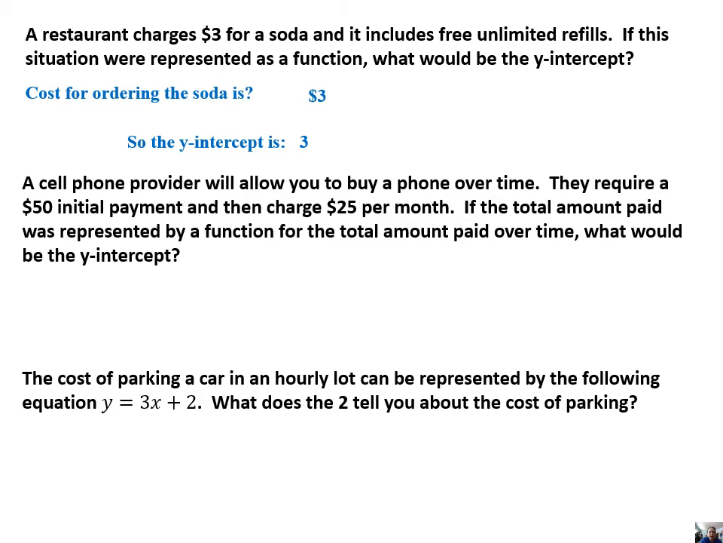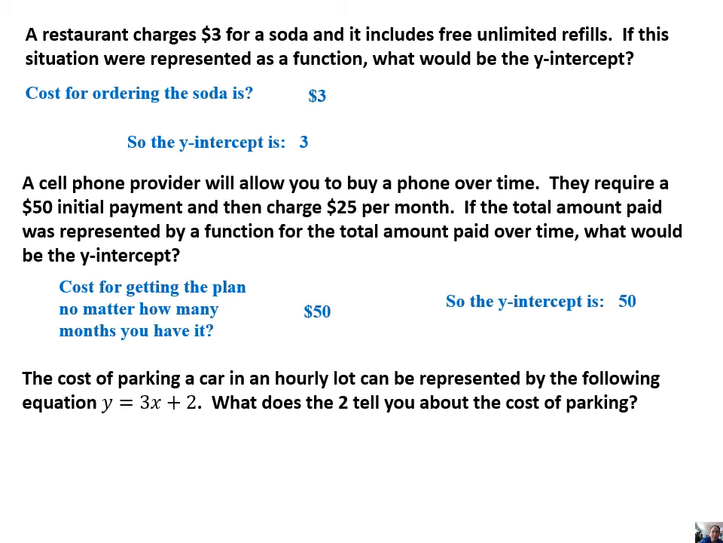A cell phone provider will allow you to buy a phone over time. They require a $50 initial payment and then charge $25 per month. If the total amount paid was represented by a function for the total amount paid over time, what would be the y-intercept? Well, when you take a look at that, what's the cost before you've gone any months? $50. So the y-intercept is 50.